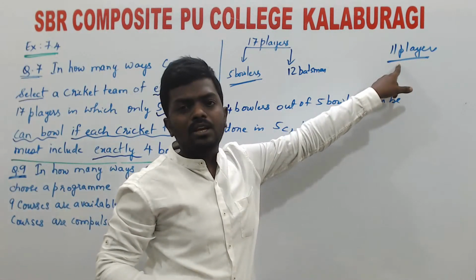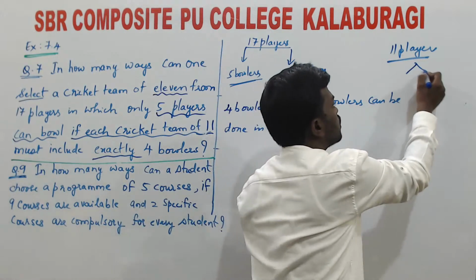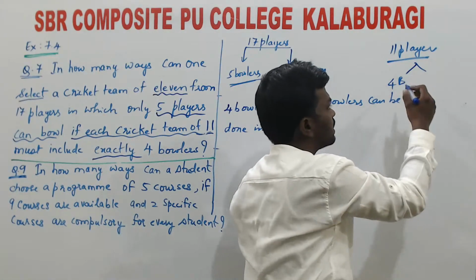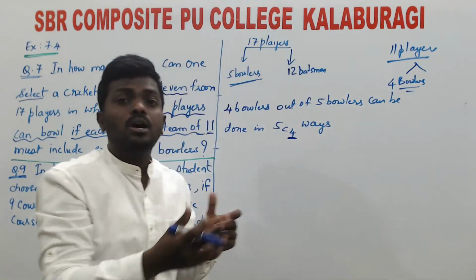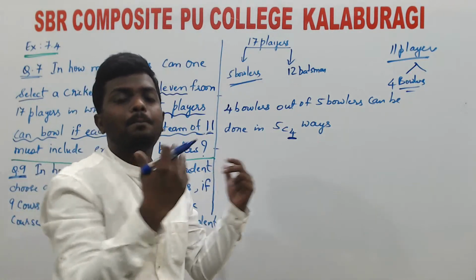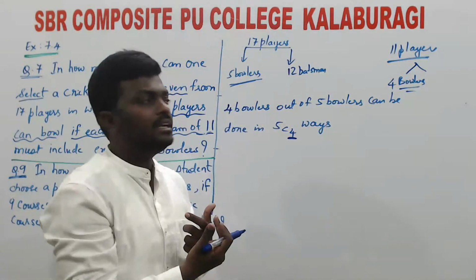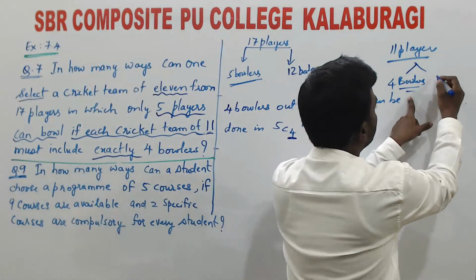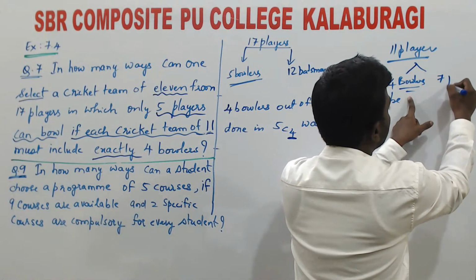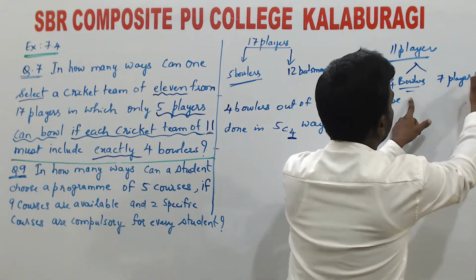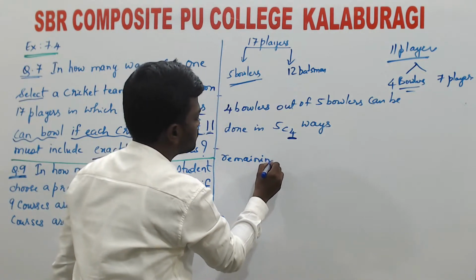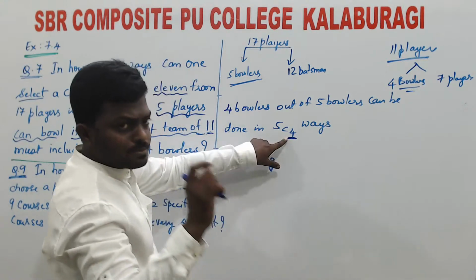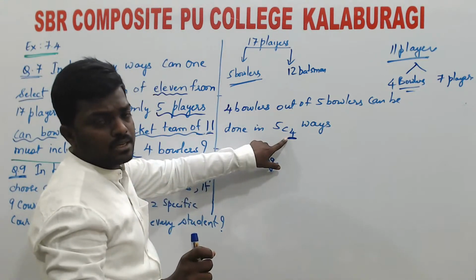But how many do we need to make? 11. So among this, 4 bowlers we have chosen, but still the work is incomplete. I have to make it a team of 11. So how many remain, students? Still 7 players remain, right?